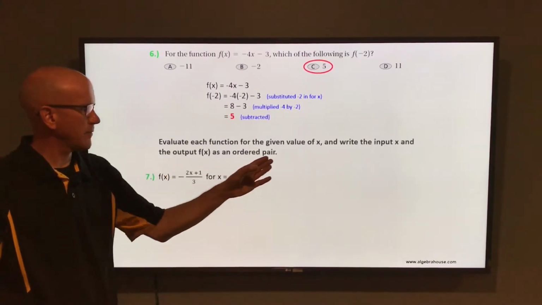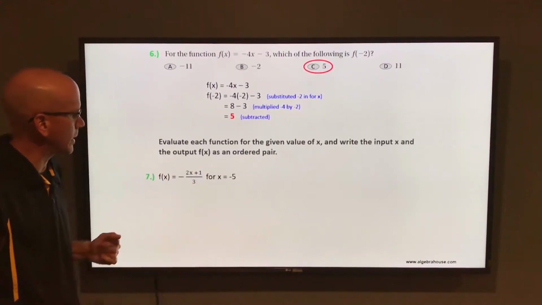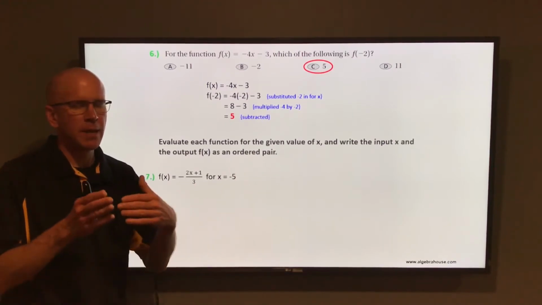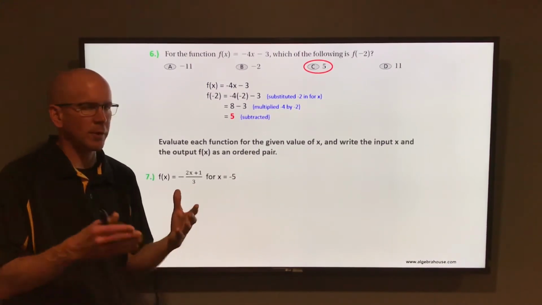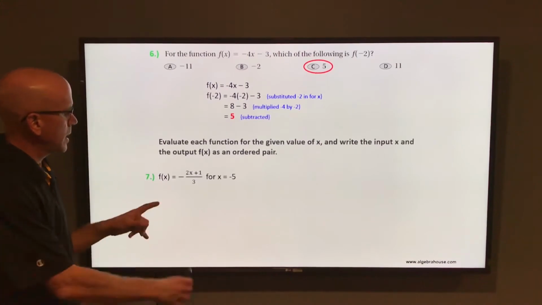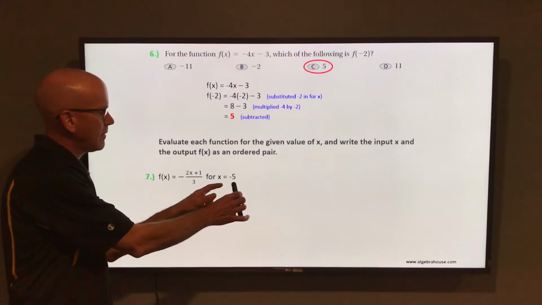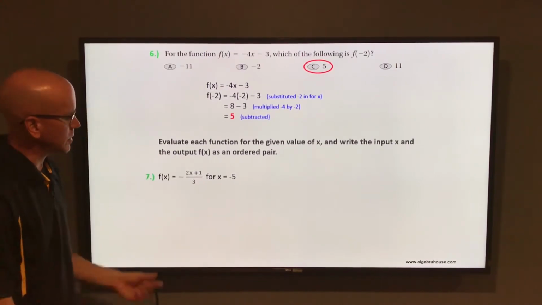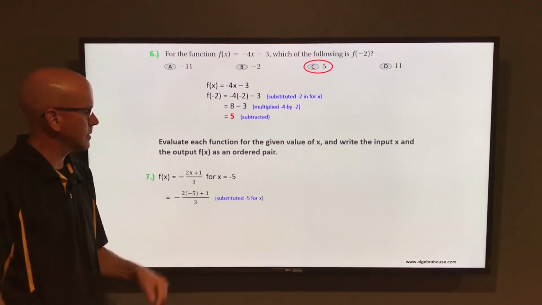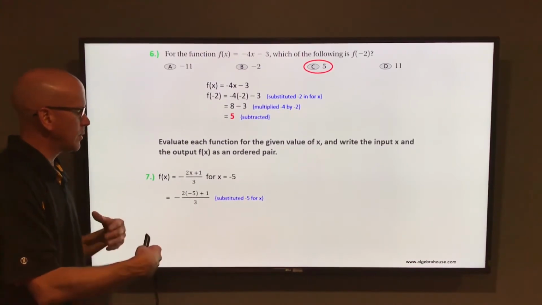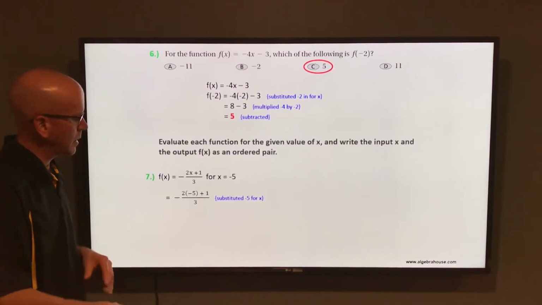Evaluate each function for the given value of x and write the input x and the output f of x as an ordered pair. So when we're done here, we're going to take the x coordinate and the y coordinate, write them as an ordered pair. F of x equals the negative of 2x plus 1 over 3, for x equals negative 5. So we're going to take that function and replace the x with this negative 5, or we're inputting negative 5. We want to see what the output is.